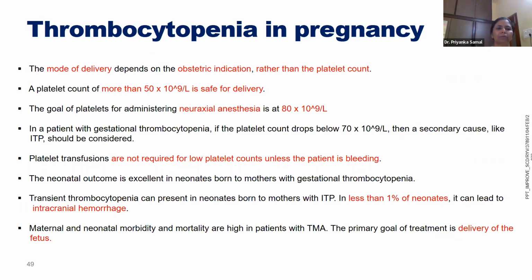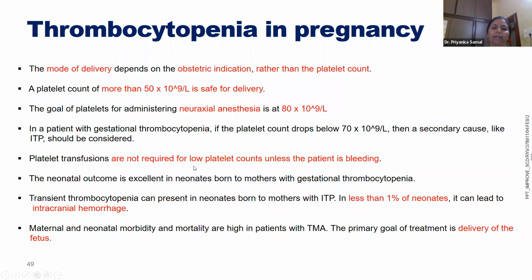pregnancy. So the mode of delivery in a patient of thrombocytopenia with pregnancy depends on the obstetric indication rather than on the platelet count. Platelet count of more than 50,000 is safe for delivery. The neuraxial anesthesia can be given at a platelet count of more than 80,000. For gestational thrombocytopenia, if the count drops less than 70, then secondary causes need to be considered, because we know that in gestation it does not fall rapidly.